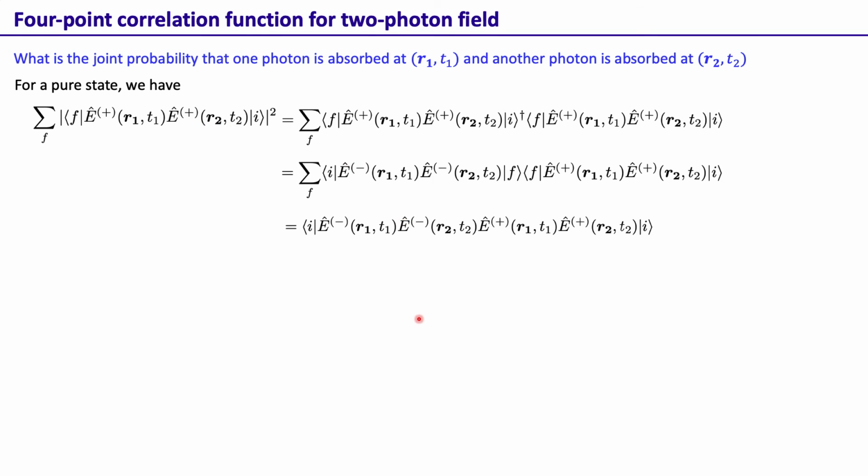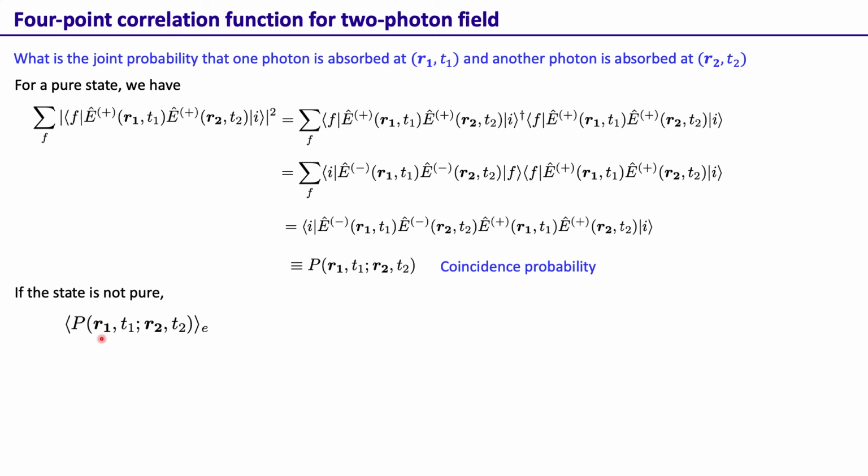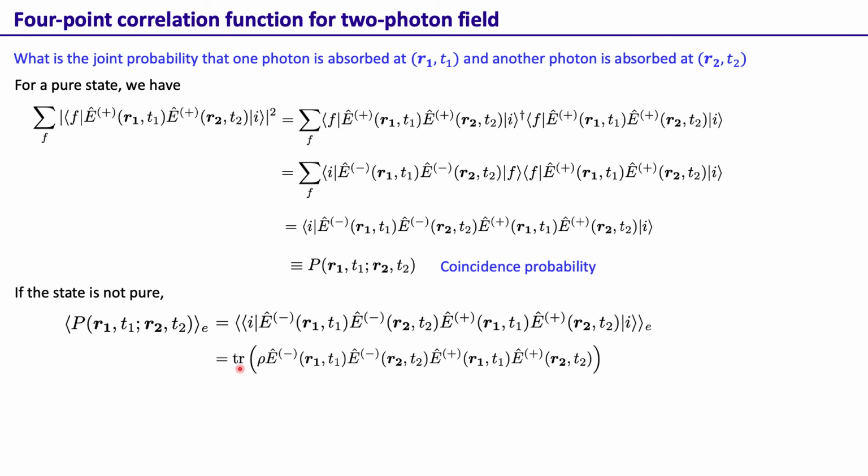If you do a very similar calculation, what we find is that this probability is given by the expectation value of this quantity, which is E minus R1T1, E minus R2T2, E plus R1T1, E plus R2T2. This is also known as the coincidence probability. Of course, if the state is not pure, then we have to take one more level of expectation value, and in this case it is just the trace of rho times this quantity. So it's the same mathematical structure. That is the joint probability that one photon is absorbed at R1T1 and another photon is absorbed at R2T2.